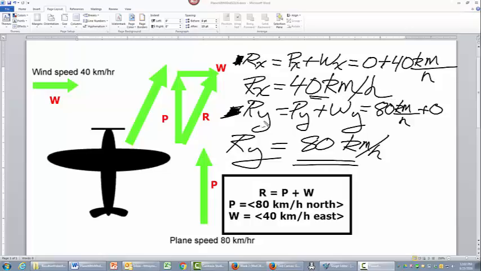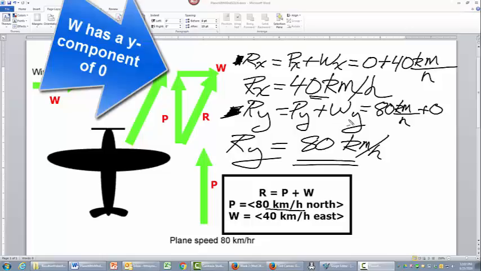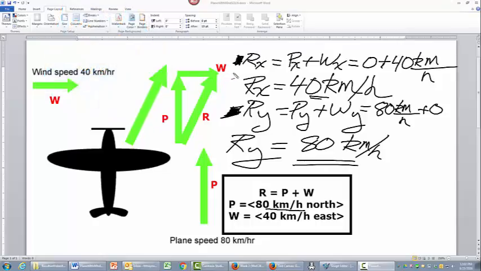R sub y is P sub y plus W sub y, where P sub y is the y component of the plane's velocity. That would be all 80 kilometers per hour, since the airplane is pointed due north. W sub y, or the y component of the wind's velocity vector, is 0. The wind velocity vector has no y component at all, since it is pointed due east. Therefore, r sub y, or the y component of the resultant velocity vector, is 80 kilometers per hour.